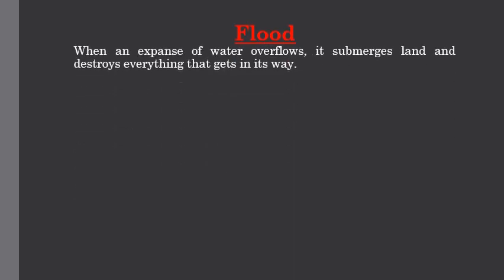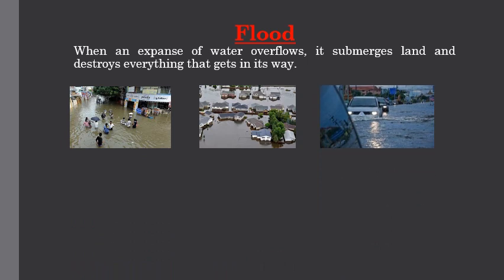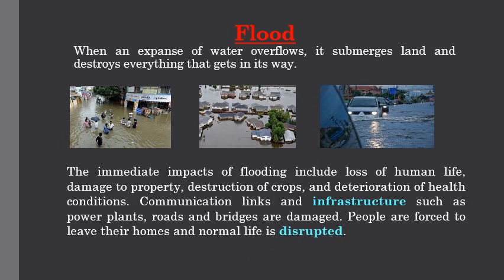Flood. When an expanse of water overflows, it submerges land and destroys everything that gets in its way. Here are three different images of flood. What are the effects? The immediate impacts of flooding include loss of a human life, damage to property, destruction of crops, and deterioration of health conditions. Communication links and infrastructure, such as power plants, roads, and bridges, are damaged. People are forced to leave their homes and normal life is disrupted.